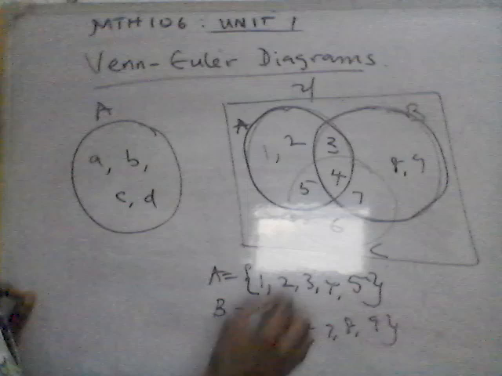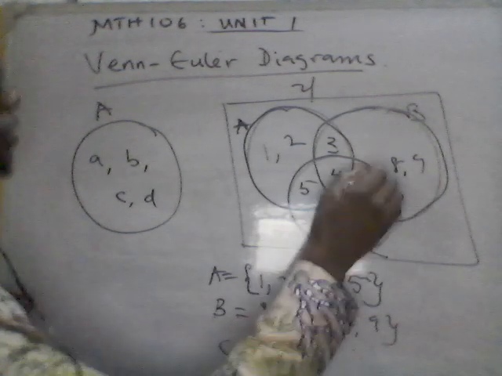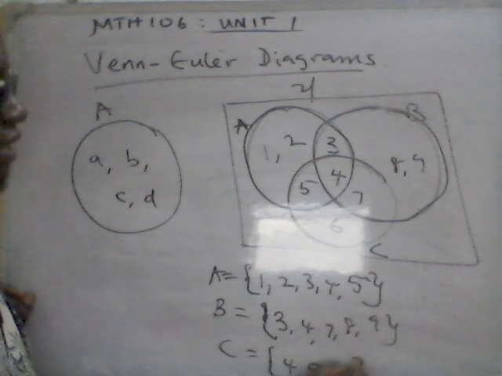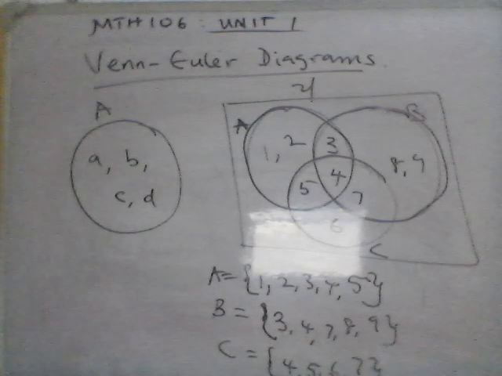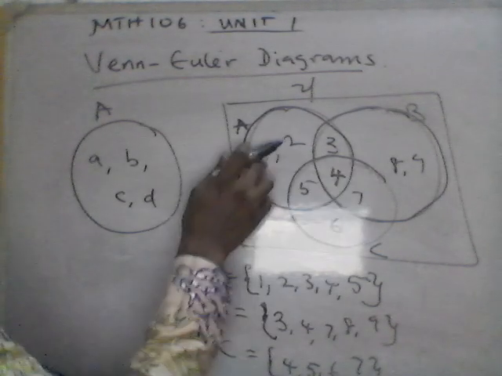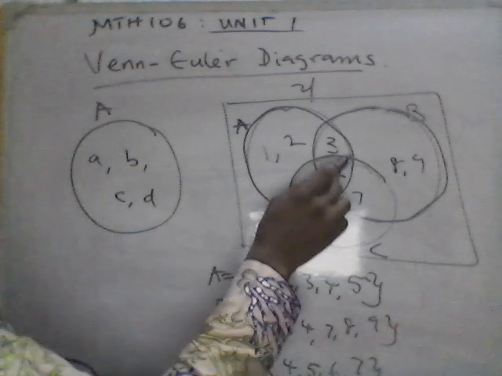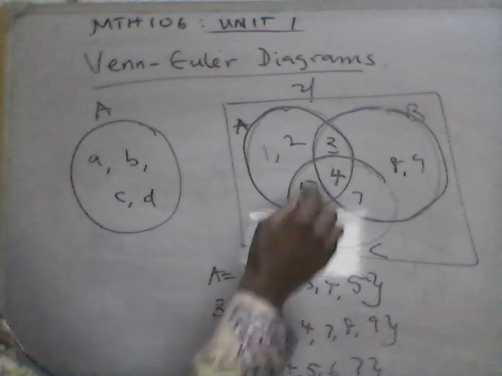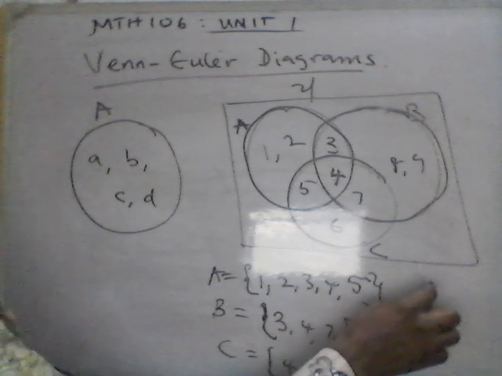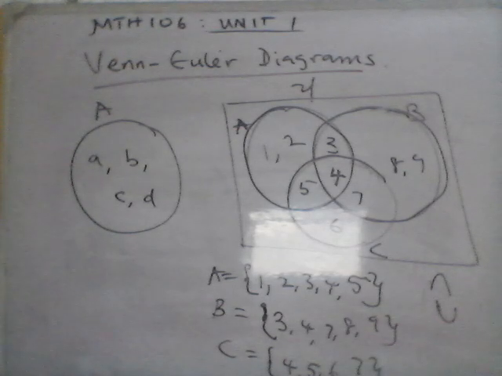And then for C, look at my marker again. It's going around like this and comes like this. So the elements of C are 4, 5, 6, and 7. Now, you know that there is an intersection of everything. This 4 is present in A, B, and C at the same time. Look at it, 4, 4, 4. This is the intersection of all the sets. We will talk about set operations later, when you see the union and intersection. So we'll see that later in this course.